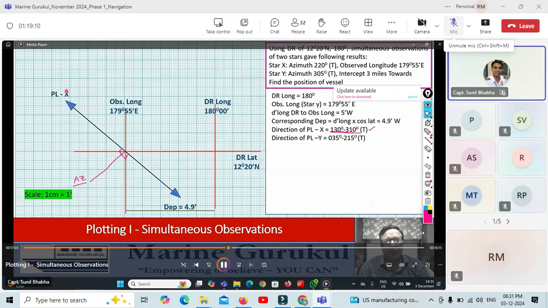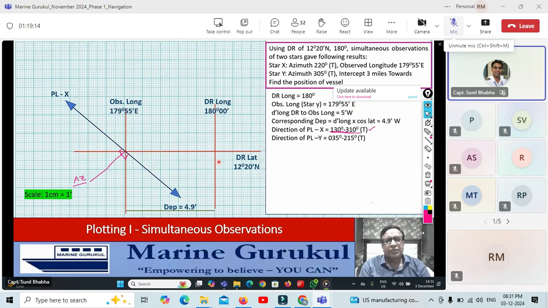Or star X, which comes up on the plot. PL for star Y would be drawn through ITP. So first we draw the azimuth through the DR. Azimuth of star Y has been drawn through the DR.